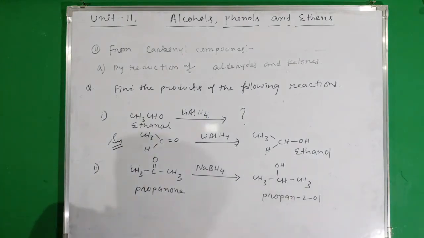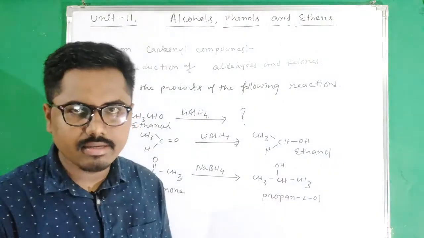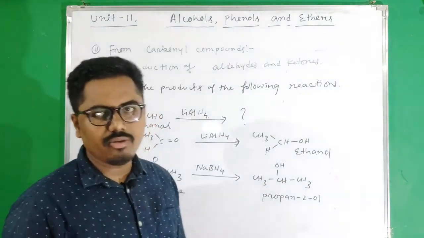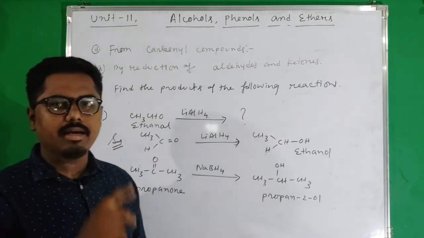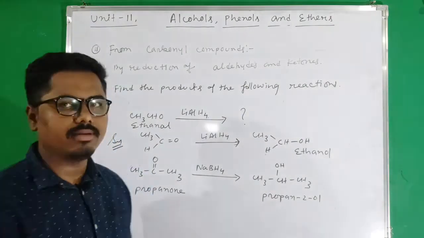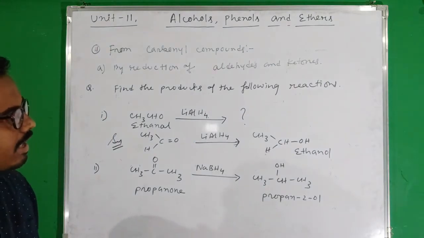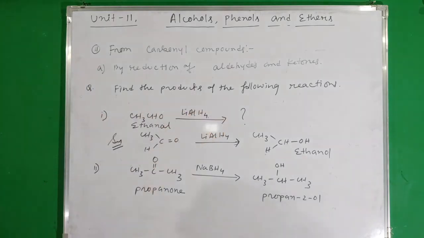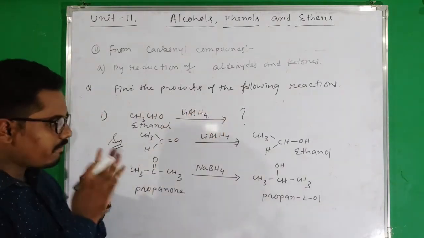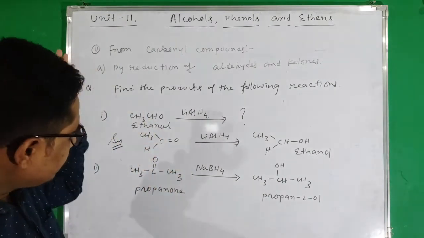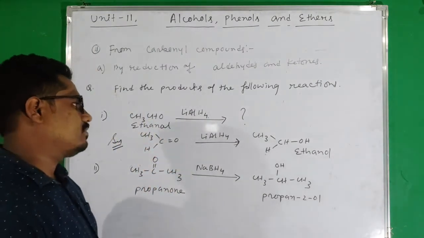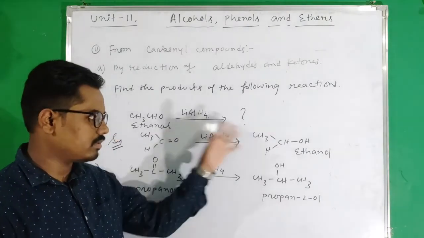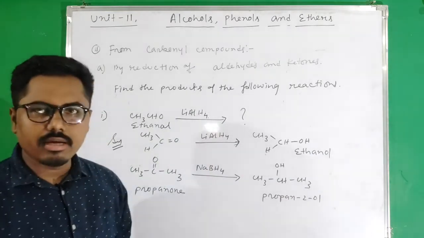So we are observing methods of preparation for alcohols. First we have converted alkenes into alcohol by two methods. First method is by acid catalyzed hydration, and the second method is by hydroboration oxidation. Again we are converting carbonyl compounds into alcohols. The first method is by reducing aldehydes and ketones. Very easy reactions, and you can solve some problems by yourself.